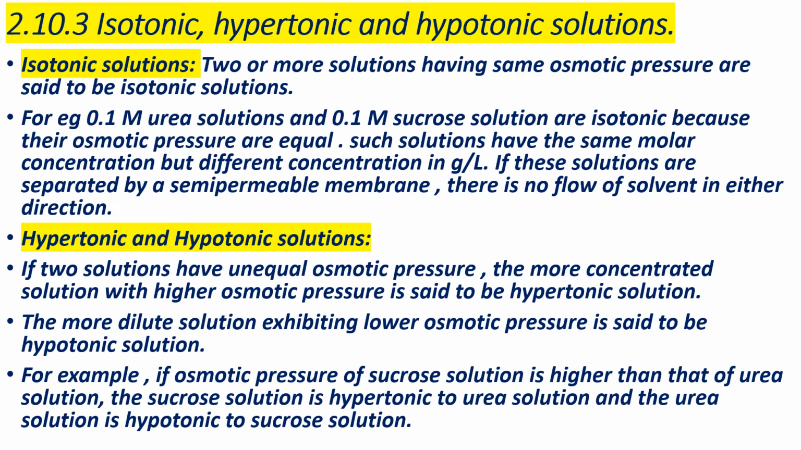For example, if the osmotic pressure of a sucrose solution is higher than that of a urea solution, then the sucrose solution is hypertonic to the urea solution, and the urea solution is hypotonic to the sucrose solution, inverse to each other, vice versa. Next point.